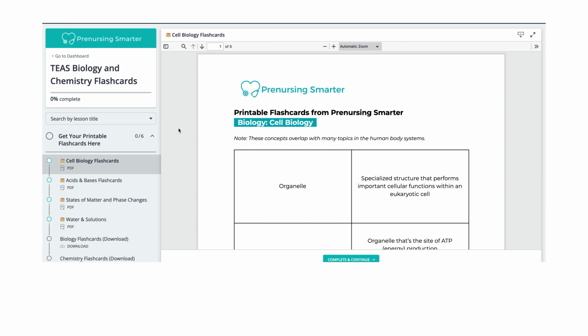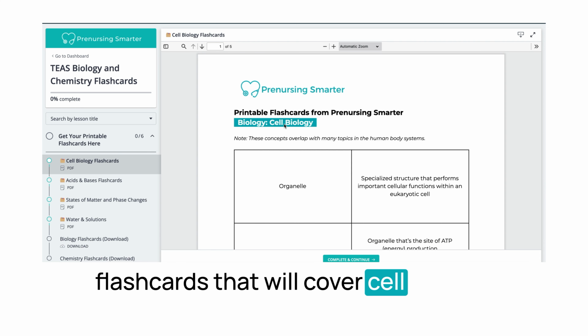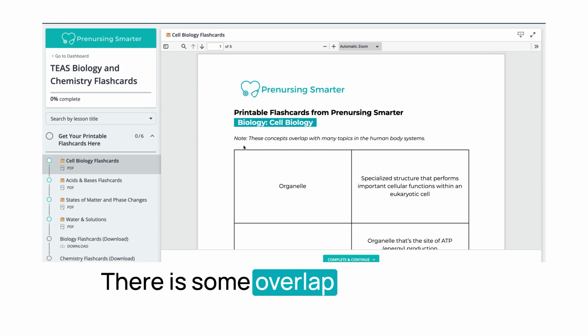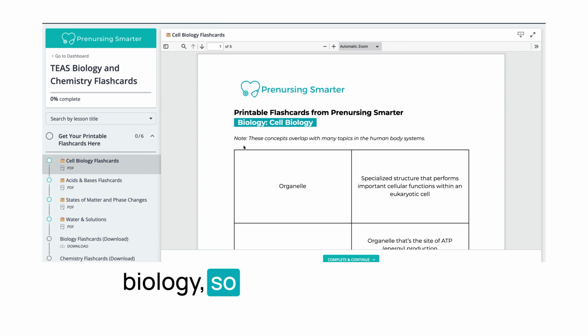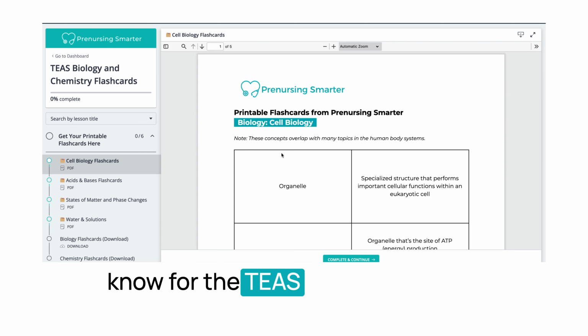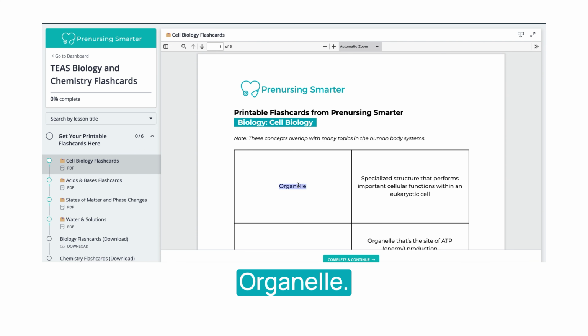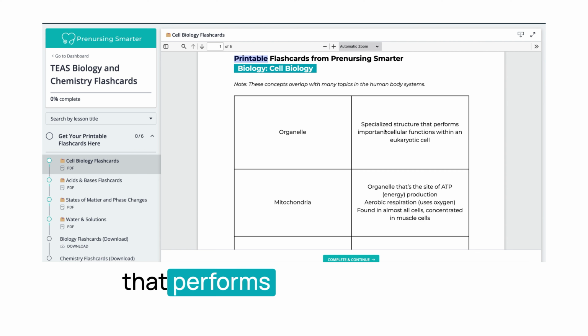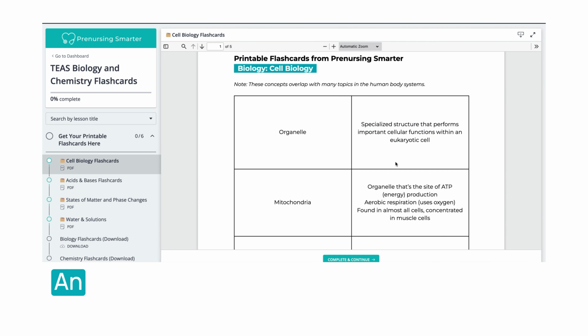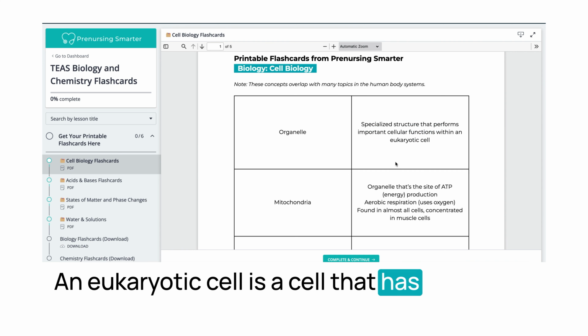Let's start with some biology flashcards that will cover cell biology. There is some overlap of cell biology with anatomy and physiology and biology, so it's a great subject to know for the TEAS science section. Organelle. An organelle is a specialized structure that performs important cellular functions within a eukaryotic cell. A eukaryotic cell is a cell that has a nucleus.